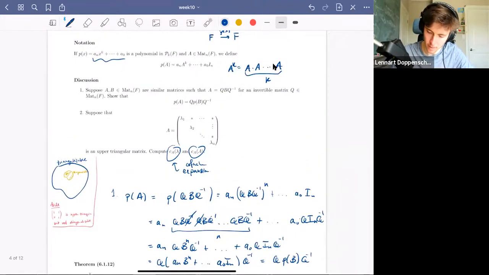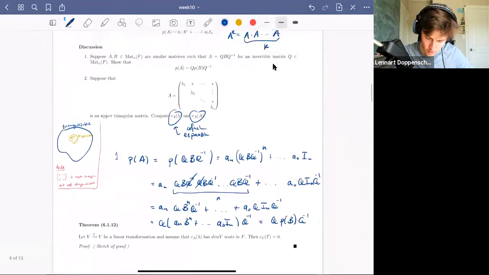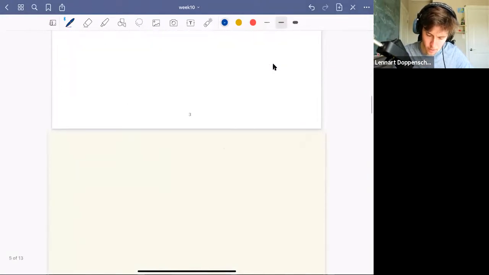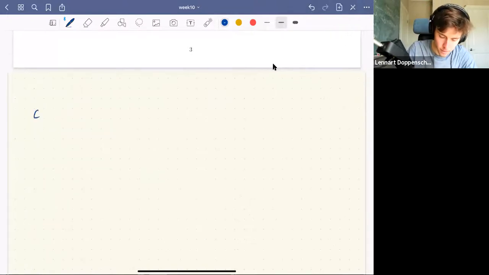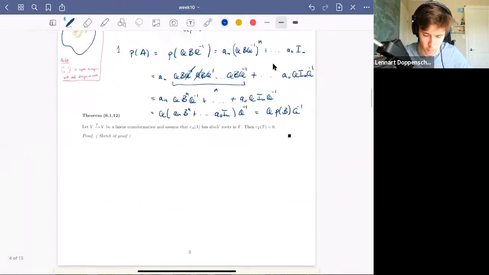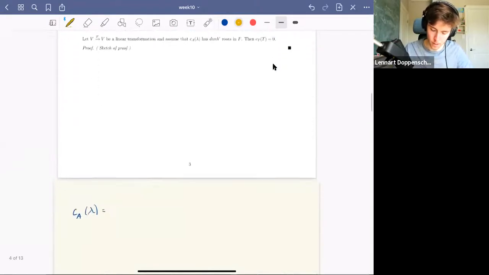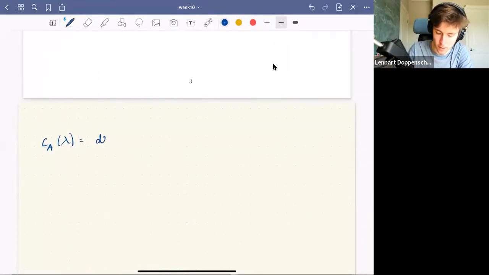Okay, so for the second one, let me use a new page. Right. So what is the determinant? What is the characteristic polynomial C_A of lambda? I think this is what Jensi was referring to. So if we have this matrix here, and we want to compute the characteristic polynomial of this, well, this is equal to the determinant of A minus lambda I_N.